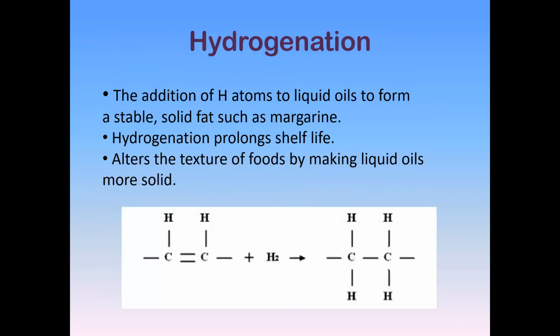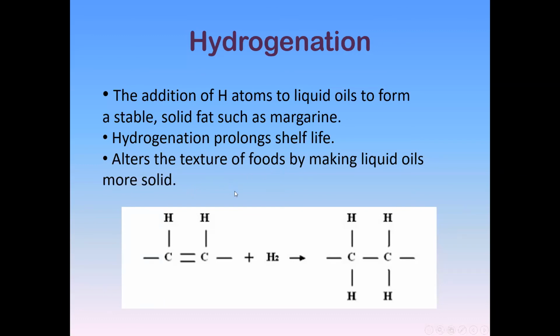Now, what do we mean by hydrogenation? Remember when I told you that unsaturated fatty acids have a double bond? That means the carbon atoms are not fully saturated with hydrogen, and they can also accept more hydrogen to bond with them. So the addition of hydrogen atoms to liquid oils to form a stable solid fat such as margarine is called hydrogenation. Although hydrogenation prolongs shelf life, it alters the texture of food by making liquid oil more solid.